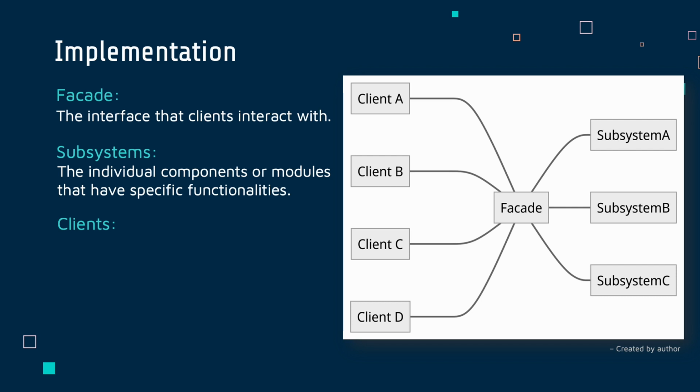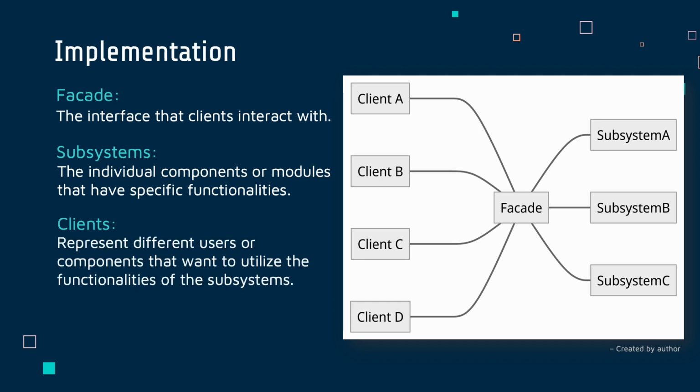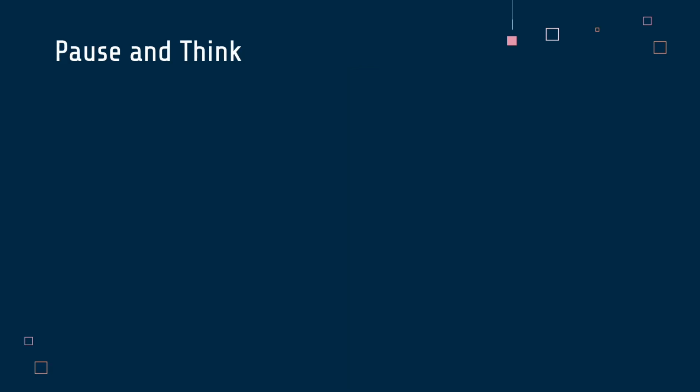Subsystems are the individual components or modules that have specific functionalities. Instead of clients interacting with these subsystems directly, they go through the facade, which provides a simplified interface. Clients represent different users or components that want to utilize the functionalities of the subsystems. Instead of dealing with the complexities of each subsystem, they interact with the facade, which in turn communicates with the appropriate subsystems.